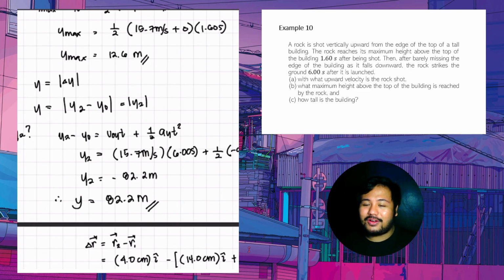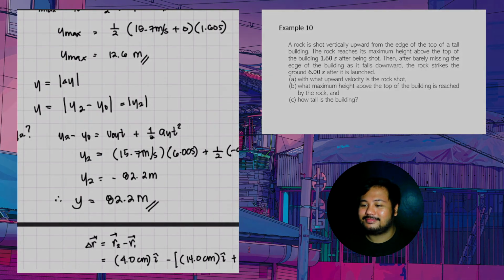So that's for example number 10. Actually, this is the last example for motion in one dimension. So please take note of all the concepts that I have discussed here, and then go now to lesson 2.2. Bye!